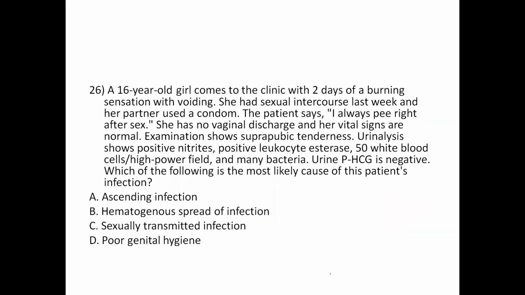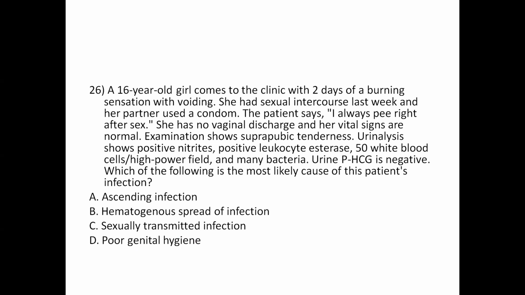So next question, 26. A 16-year-old girl comes to the clinic with 2 days of burning sensation with voiding. She had sexual intercourse last week and her partner used a condom. The patient says, I always pee right after sex. She has no vaginal discharge. Her vital signs are normal. Examination shows suprapubic tenderness. Urine analysis shows positive nitrites, positive leukocyte esterase, and 15 white blood cells per high power field, and many bacteria.